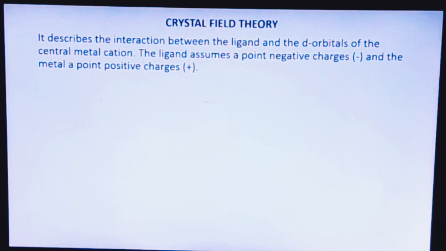According to crystal field theory, when a ligand and a metal come closer together, there is an interaction, but it assumes that the ligand is a negatively charged species and the metal is a positively charged species. So a negative charge and a positive charge coming close together.